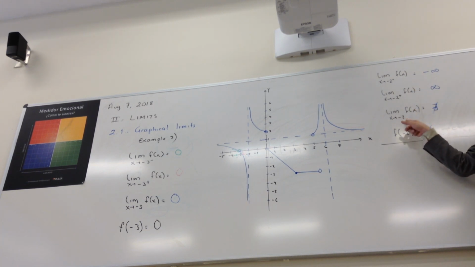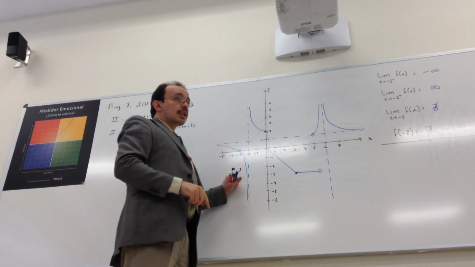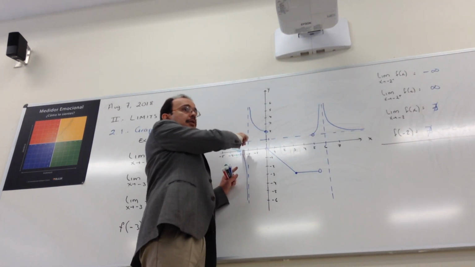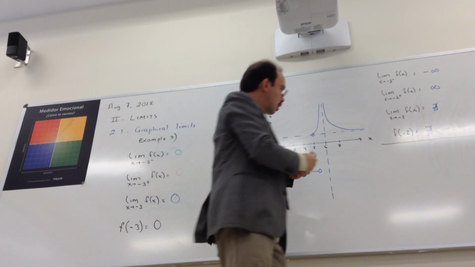With which one? Minus 2? Yes. Now go with minus 2 here. Since you have an asymptote, the graph is not going to touch that asymptote. Never at all. That's why you cannot get to that value.